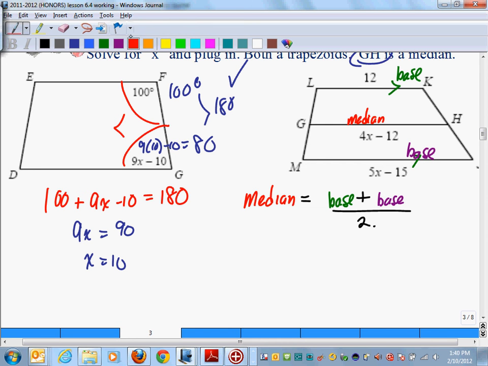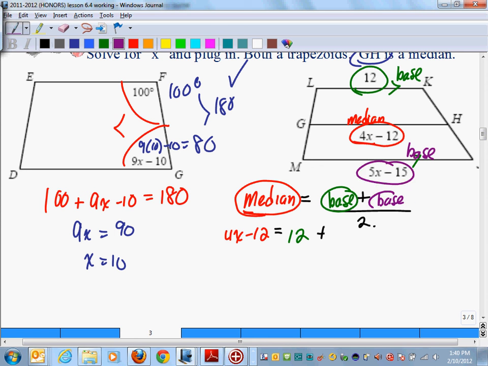Let me show you what I mean. Circle the word median. Now come up here and circle the value of the median. That's what I mean by physical pickup. You physically circle the numbers and plunk them in. And then base, circle base, plunk it in. Base, base. And then look here, there's a 2 there, so this whole thing's over 2.